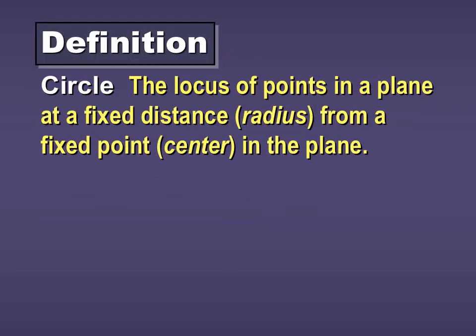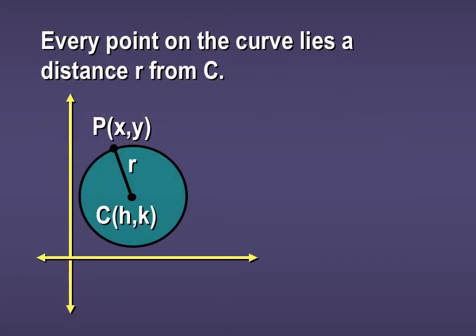All right, so let's get the definition of a circle. A circle is a locus of points. Locus just means collection, so a collection of points in a plane at a fixed distance, and we call that fixed distance a radius, from a fixed point, and we call that fixed point a center in the plane. All right, so every point on this curve lies a distance r, which is your radius, from C, your center, okay? So every point is this distance. That distance is constant, okay?